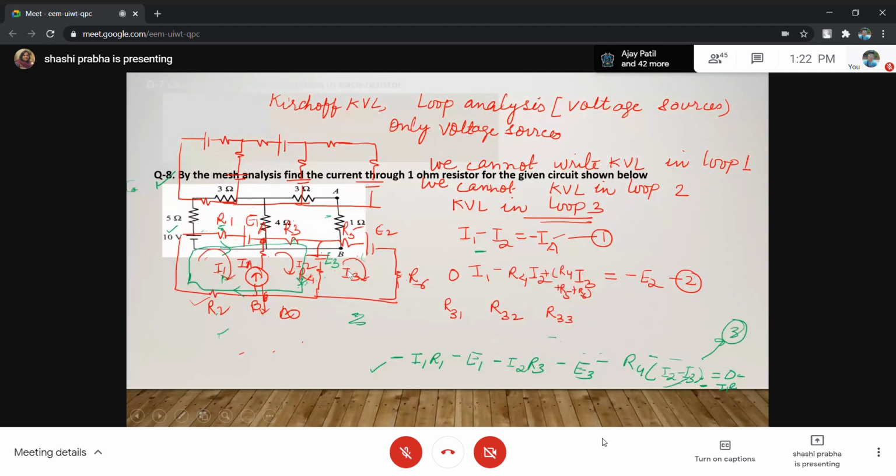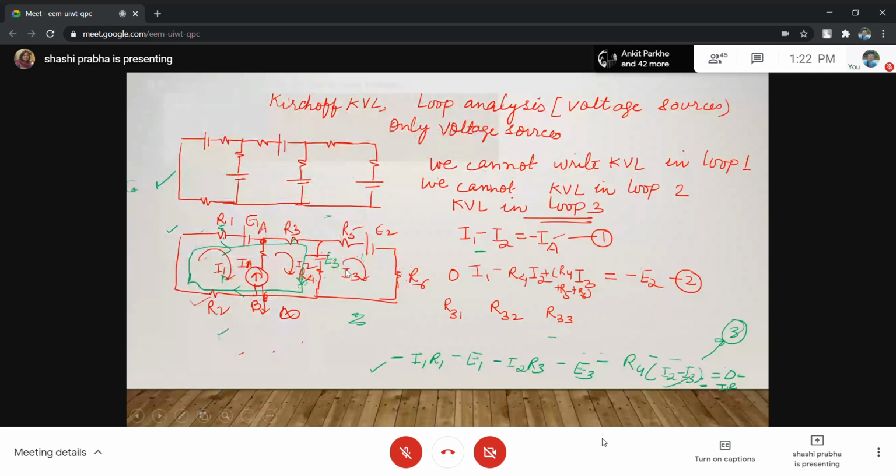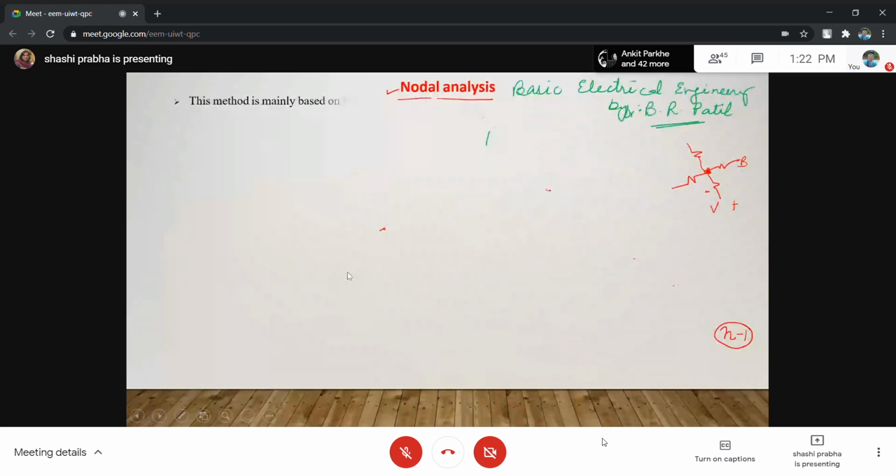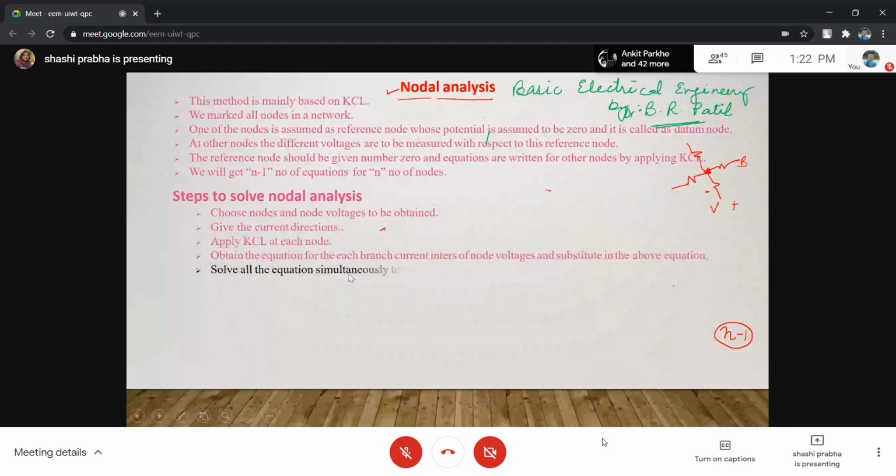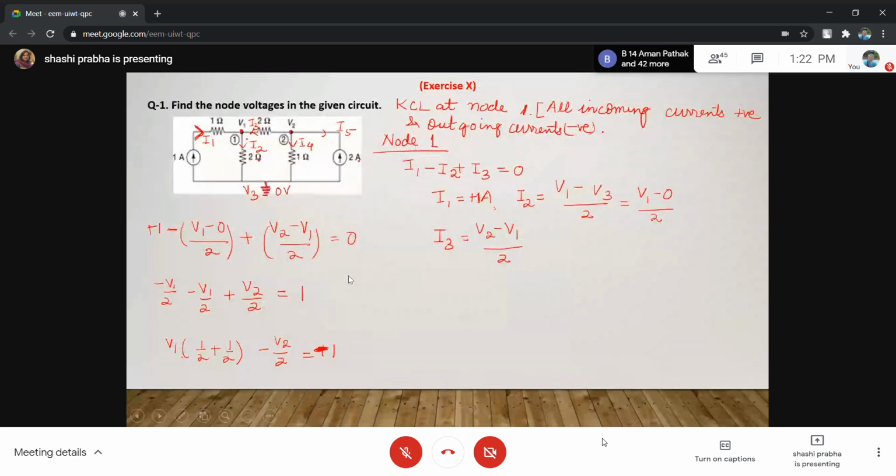Next page. Okay, look, so this is the equation. What is this equation? V1 into 1 upon 2 plus 1 upon 2 minus V2 upon 2 is equal to minus 1. Now I will tell you how to check this equation.